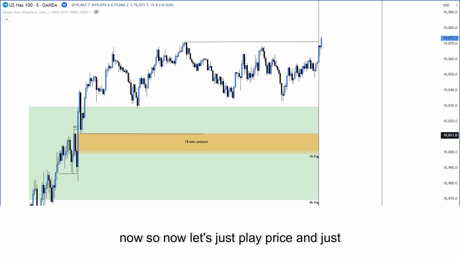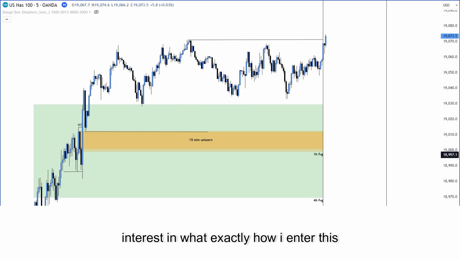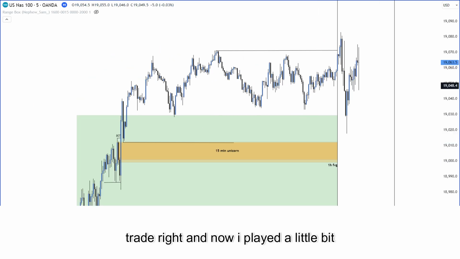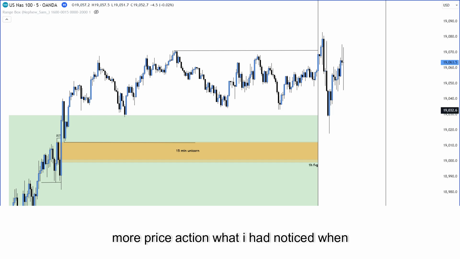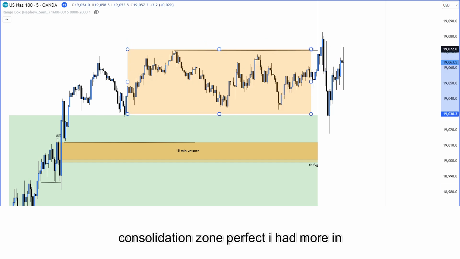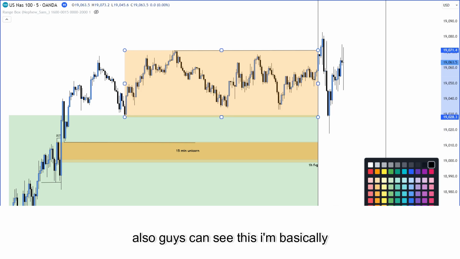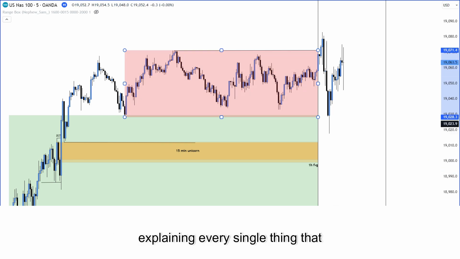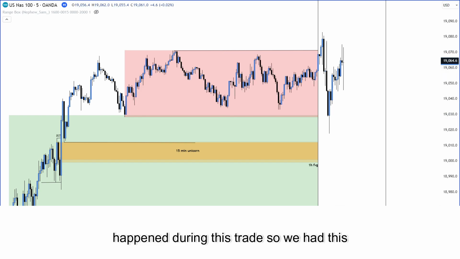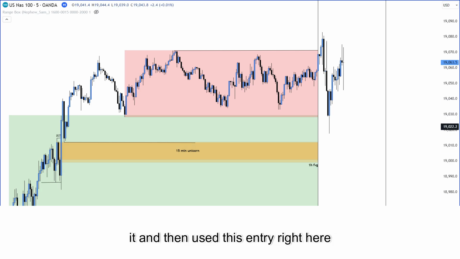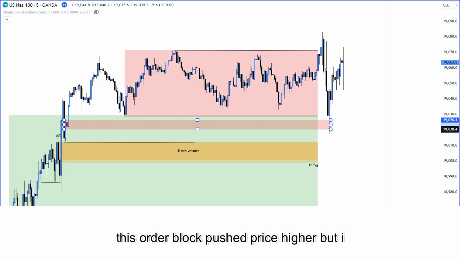So now let's just play price and see exactly how price approached our point of interest and how I enter this trade. And now I played a little bit more price action. What I noticed when price came back down, we had this consolidation zone. I had marked it in red, so make sure you rewind this video also so you can see this. I'm basically explaining every single thing that happened during this trade. So we had this consolidation zone, and then price purged through it, as you can see, and cleared it, and then used this entry right here, this order block, to push price higher.